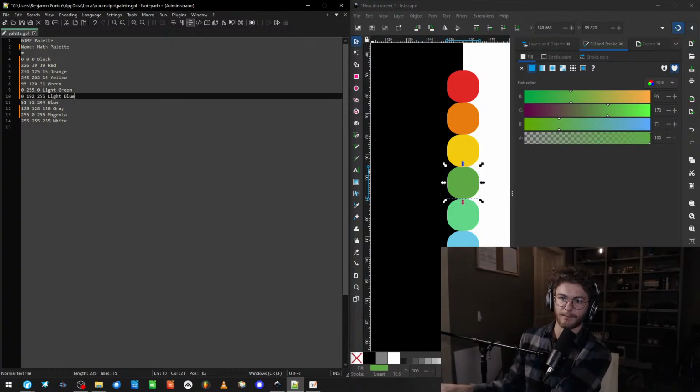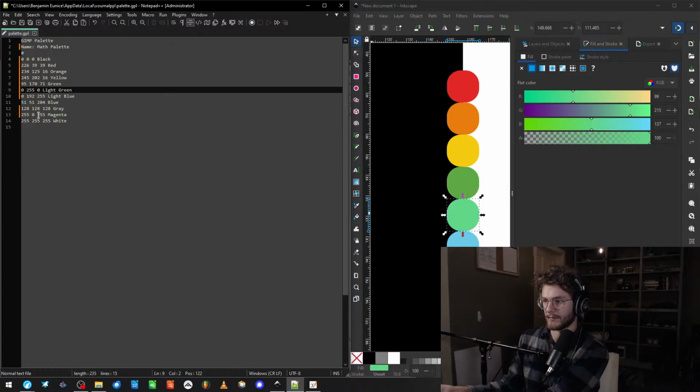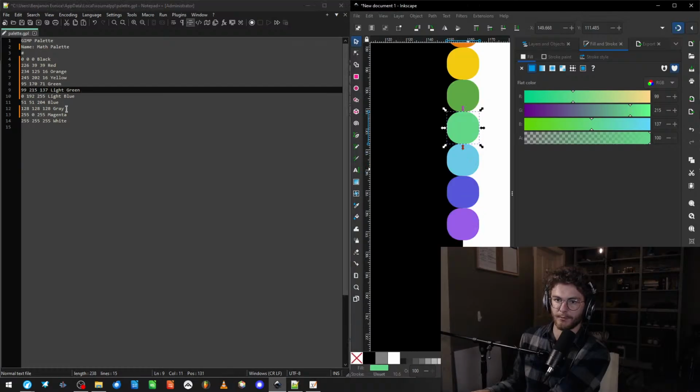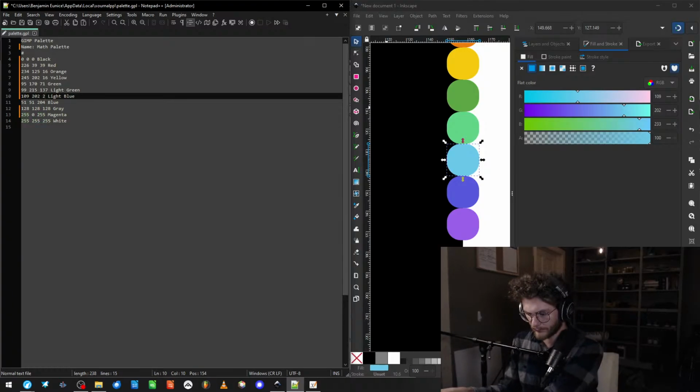Mostly because I just can't be bothered right now. Light green is 99, 215, 137. All right, and it's light blue. Starting in the right spot, 109, 202, 233. Okay, then the regular old blue.